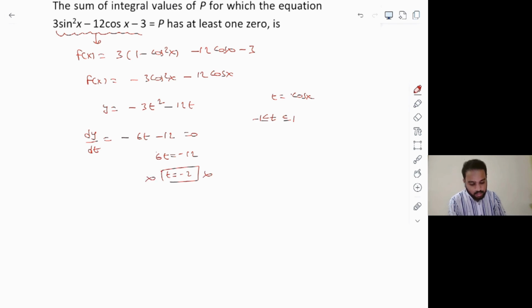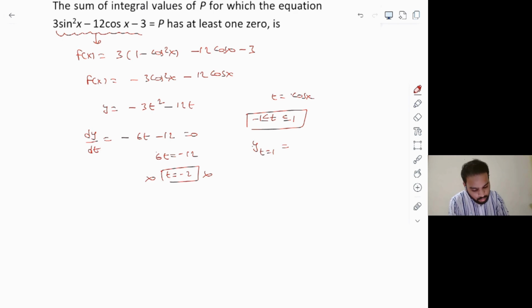But t equal to minus 2 is not possible, because what is our range of t here? Minus 1 to 1. So since we don't have any critical point in t belonging to minus 1 to 1, to find the maximum and minimum of the function, you need to evaluate the extreme values. So let's find the value of y at t equal to 1, because you're using the concept of global maxima, global minima. After finding the critical points, the next step is to find the values of the function at the extreme values.